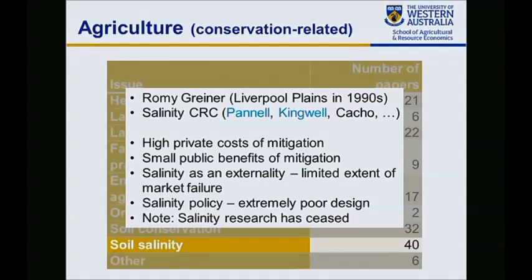But in the 2000s, there was a bit of a boom in work on salinity due to funding from the Cooperative Research Centre for Salinity. And I and Ross Kingwell and a bunch of other people here at UWA and some people in the East as well, like Oscar Cacho, were involved in that research. And when I was looking at trying to identify what the key things are that we contributed to the debate about salinity management in that time, one thing we identified was the high private costs of salinity mitigation.